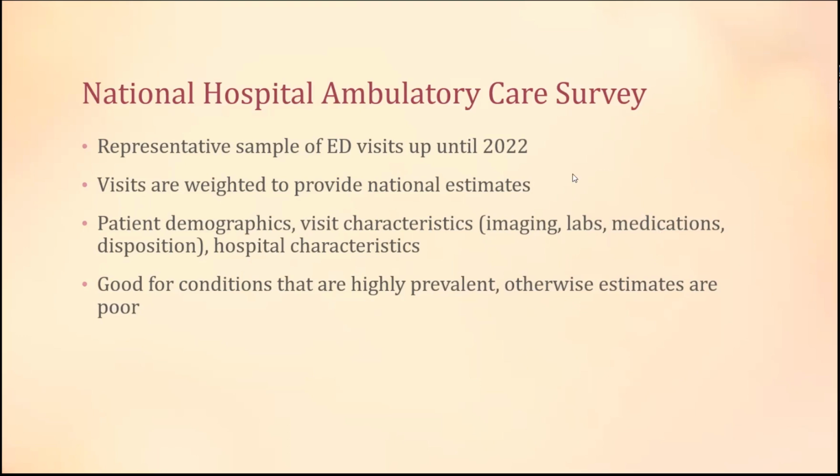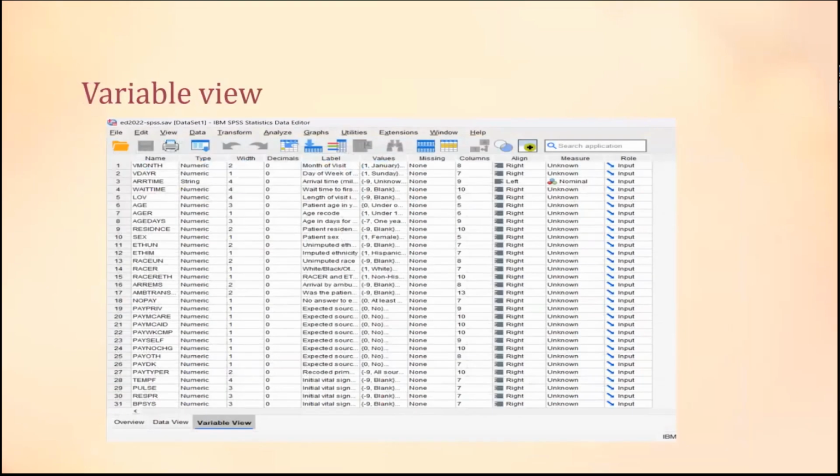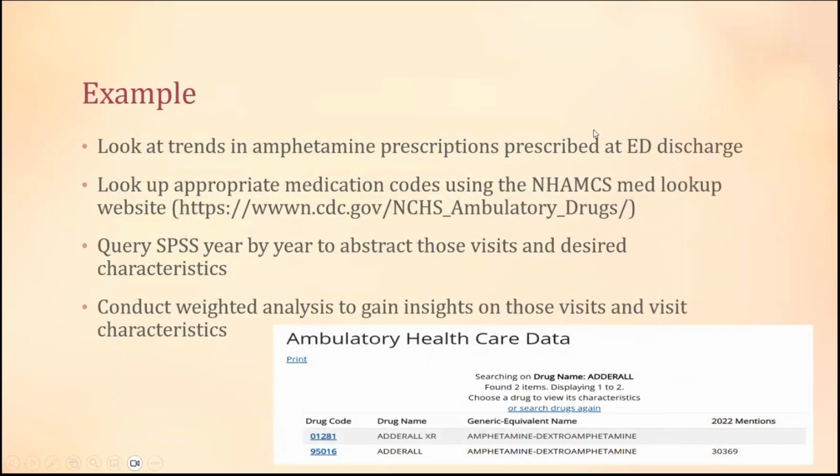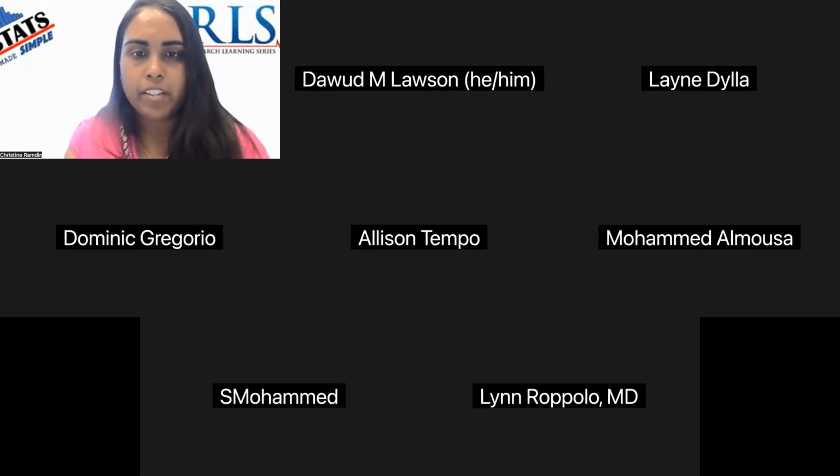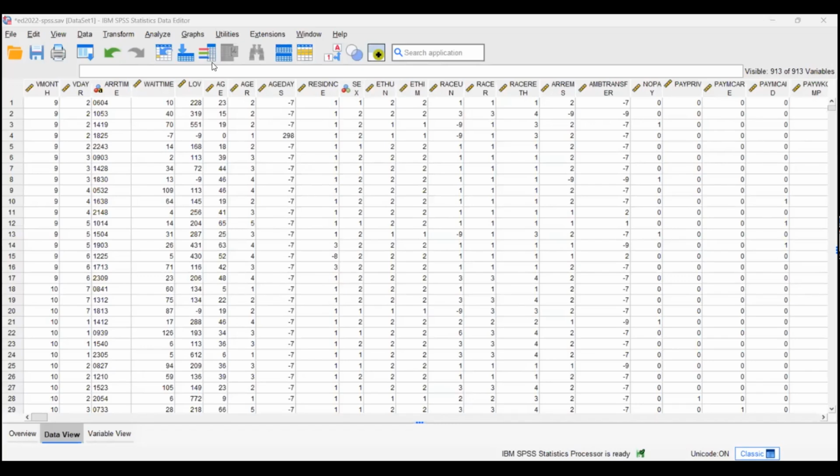All right, so I just showed you a little bit of what the NHAMCS database looks like. I'm going to quickly look at the variables and we're going to do a quick example. So let me stop sharing and we're going to share the NHAMCS database. Again, this is what the NHAMCS database looks like. As I told you before, all the data is in here.